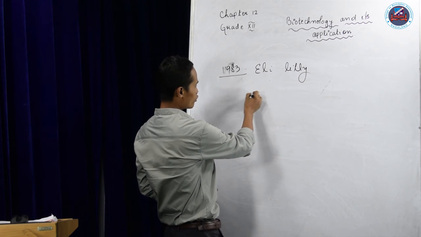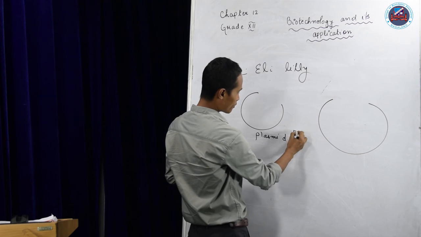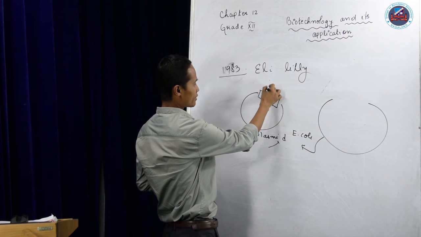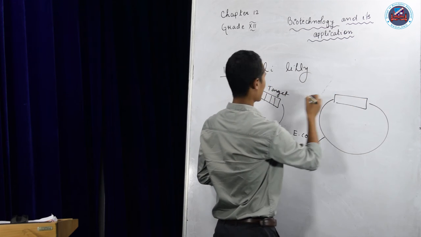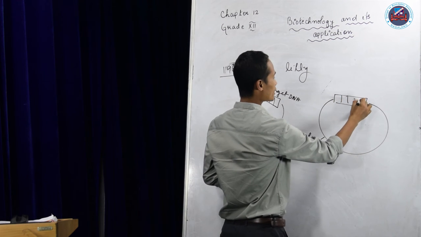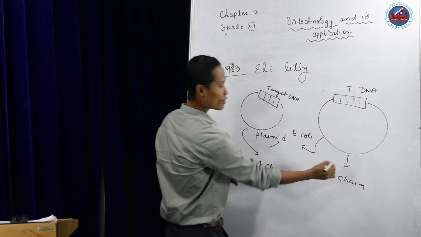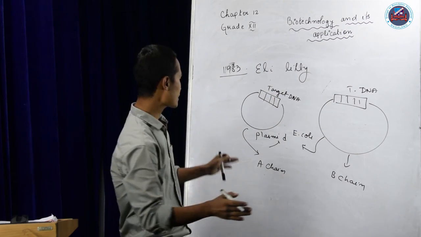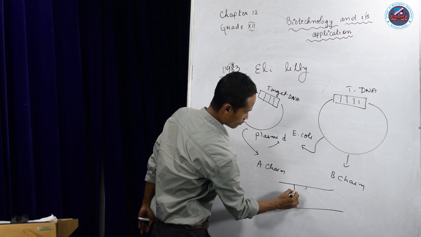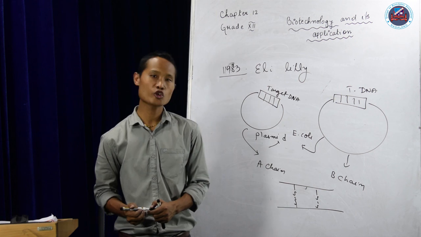So they took an E. coli plasmid as a vector, and they put in a target DNA that will produce the A chain, and another target, or foreign, DNA that will produce the B chain. Once we get the A chain and B chain, synthesized separately, they join these two by inserting disulfide bridges. In that way, genetically engineered human insulin was developed.